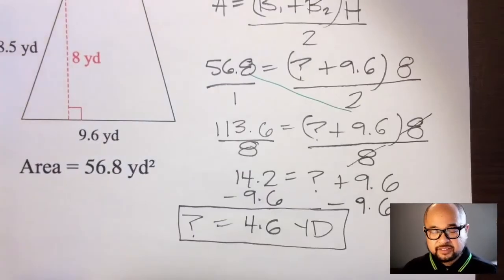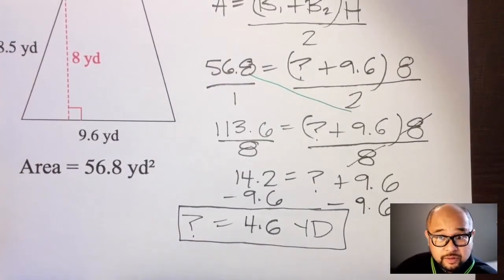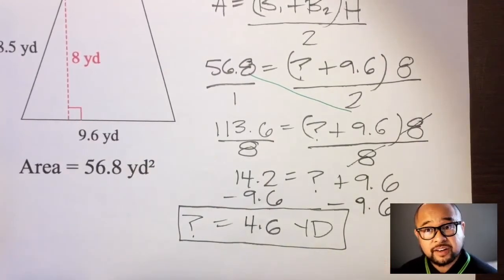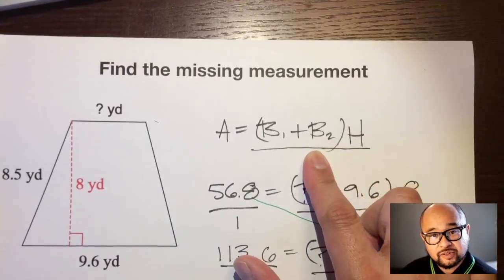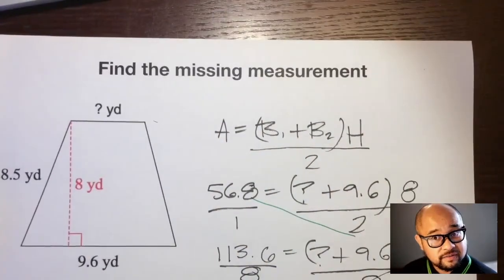All right, that is how to find the area of a trapezoid. Remember, a trapezoid is really half of a parallelogram. If you can find the area of that parallelogram, like we did here, base 1 plus base 2 times the height, then cut that in half, you'd have the area of a trapezoid.